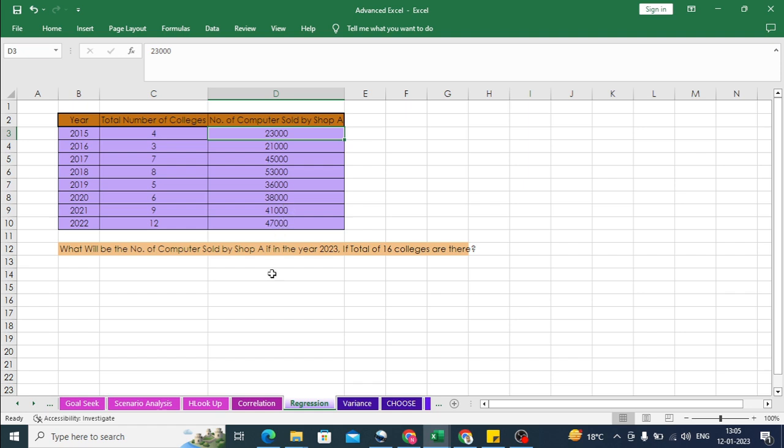Now in regression, it is very important to understand two things. First thing being the independent variable, and the second thing is dependent variable. So dependent variable is the variable whose value is depending upon the independent variable, right? So over here we have two variables. Total number of colleges is the first variable that we have, and number of computers sold by shop A, that is the second variable.